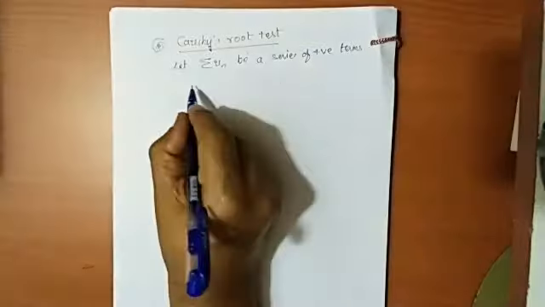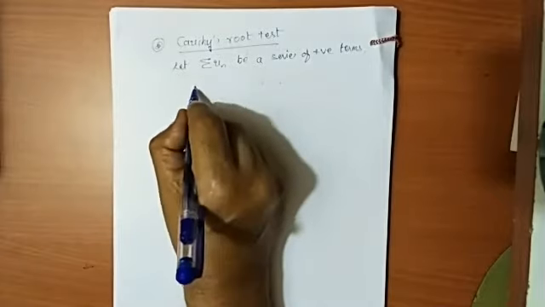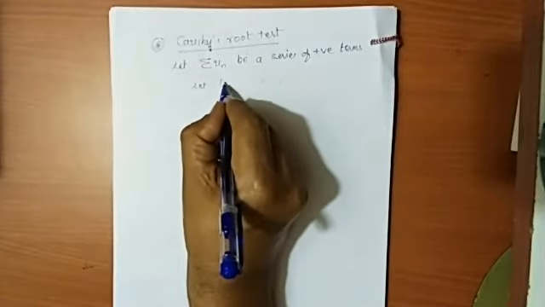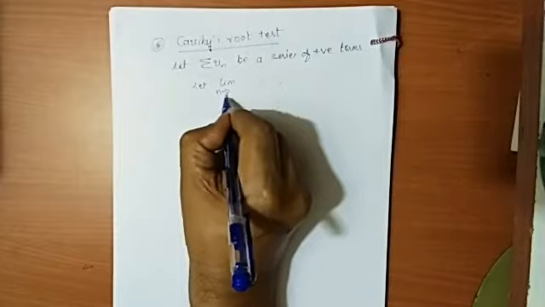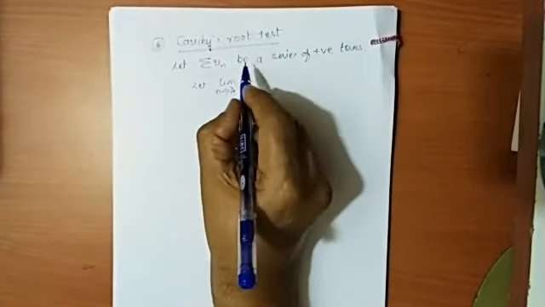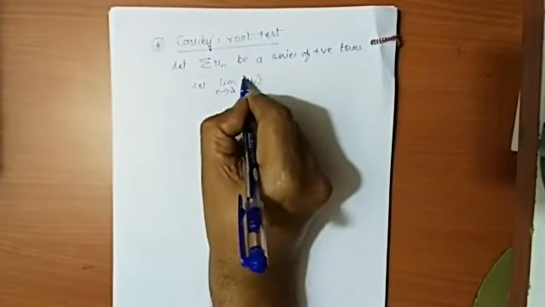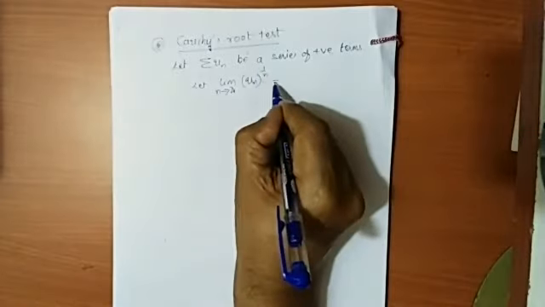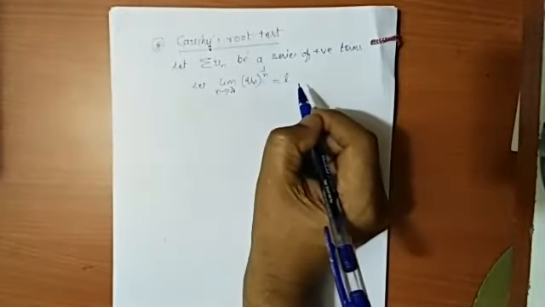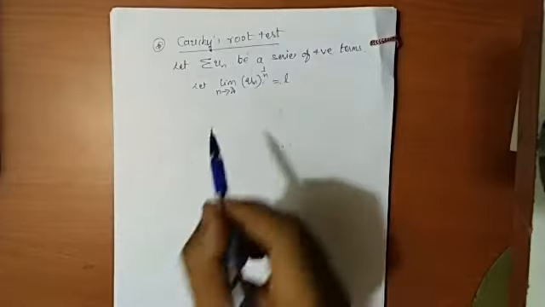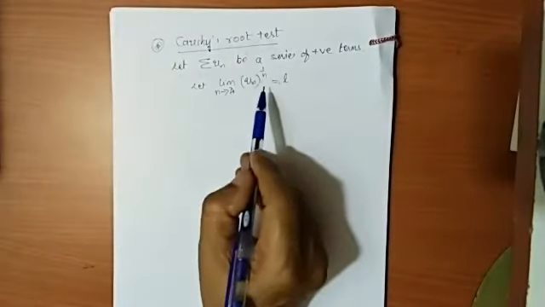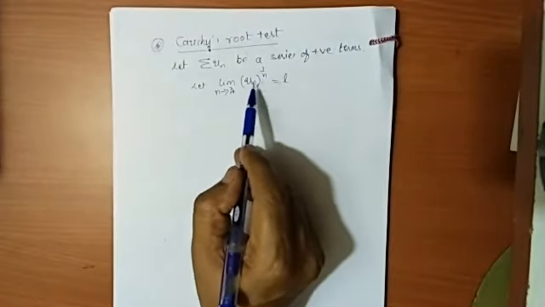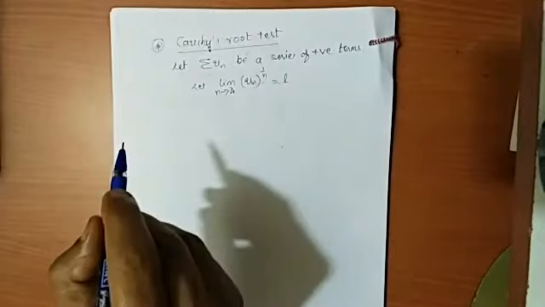Then I find out, let limit as n tending to infinity un raised to 1 by n be equal to L. What I did, I considered un, I took the nth root of un, right?